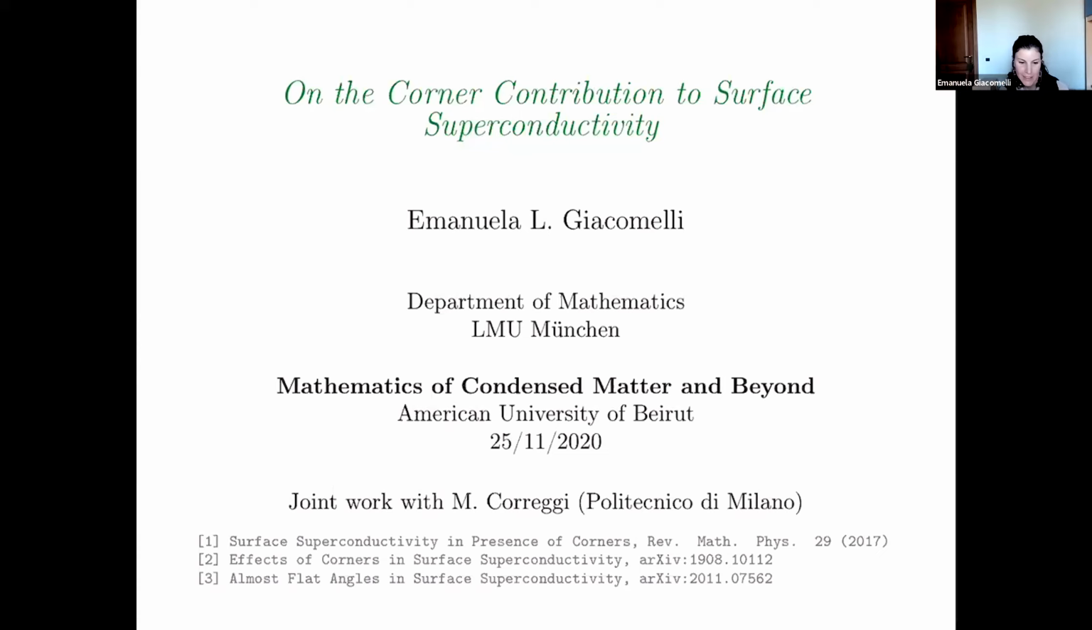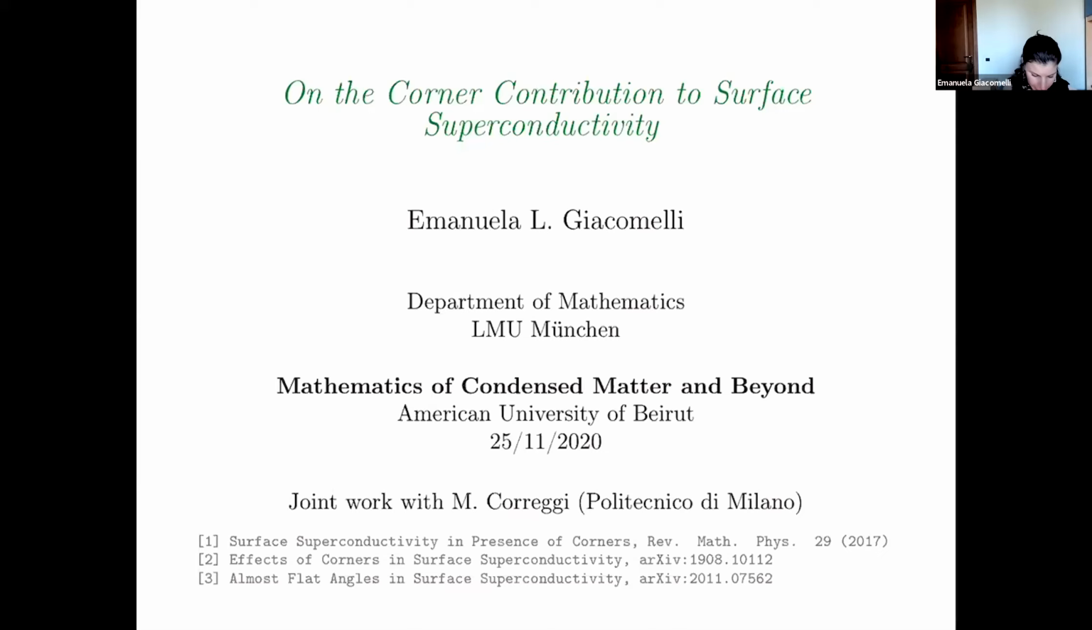Before starting, let me say that it's really a pleasure for me to give this talk in this conference because there are many of the authors of the papers I was reading during my PhD. So I think that this is the right community to talk about this topic, also in the perspective maybe of solving some open problems and improving our results.